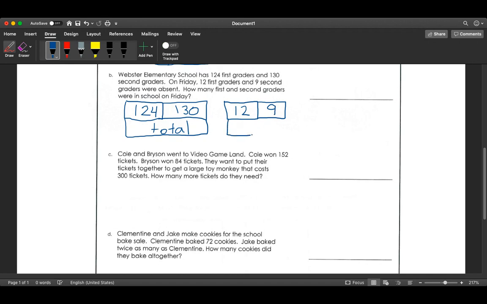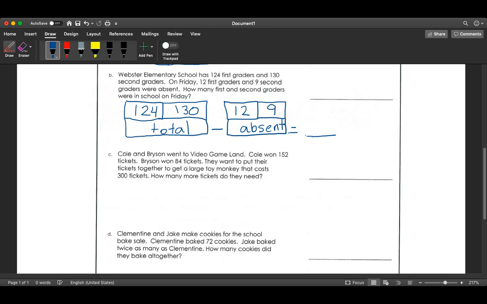So again, if I add these together, I can find out how many were absent in all on Friday. So then the question is, how many first and second graders were in school on Friday? So if you take this number in your total and you subtract how many were absent from that, you'll be able to find out how many were actually in school on Friday. So that will give you your answer for how many were actually there on Friday.